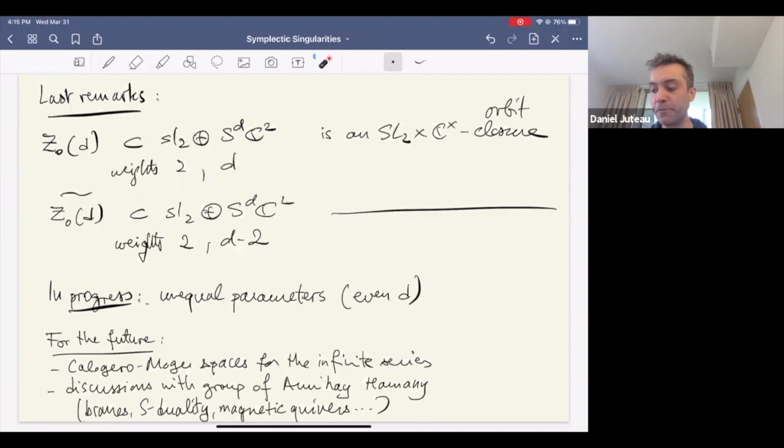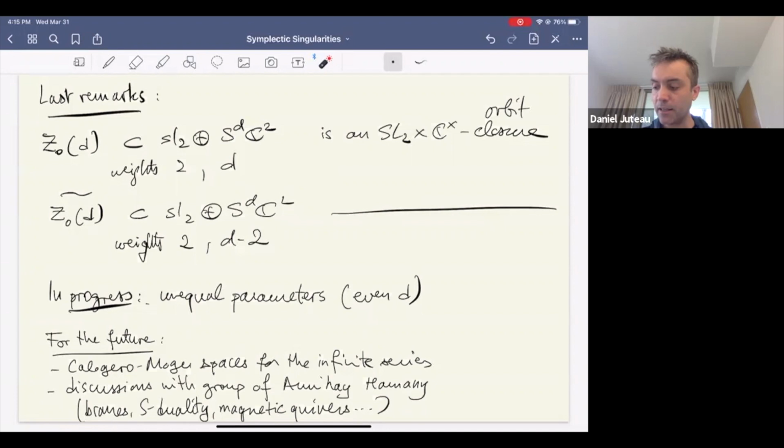And in particular, there is this notion of symplectic duality. And I think there should be some kind of level-rank duality which explains it. But I don't know much about that.